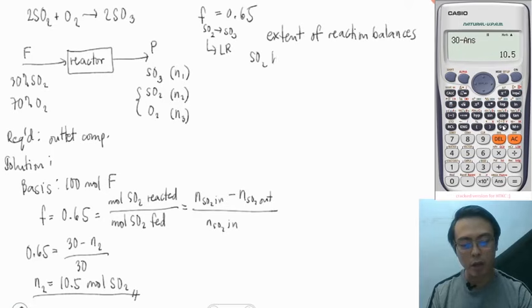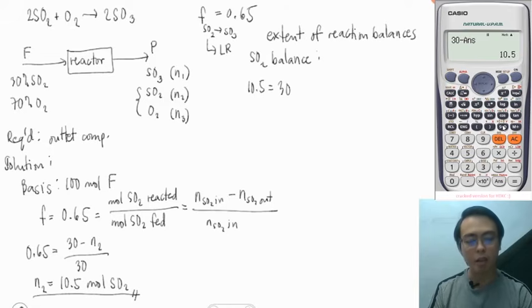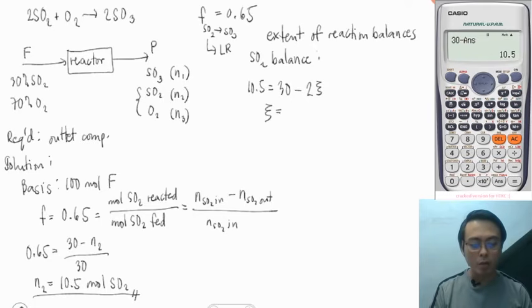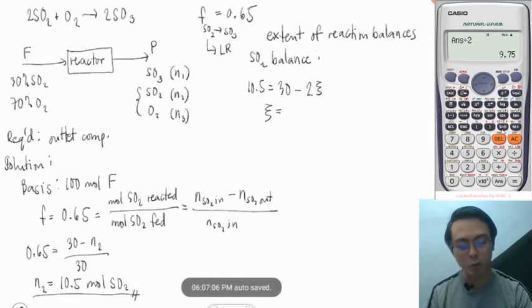So what is your SO2 balance in terms of extent? That is SO2 out, 10.5, is equal to SO2 in, 30. It's a reactant, so minus 2 times extent. The coefficient in the balanced equation for SO2 is 2. So we can now solve for the extent. What's our extent? That's 30 minus 10.5, divided by 2. 9.75 moles.